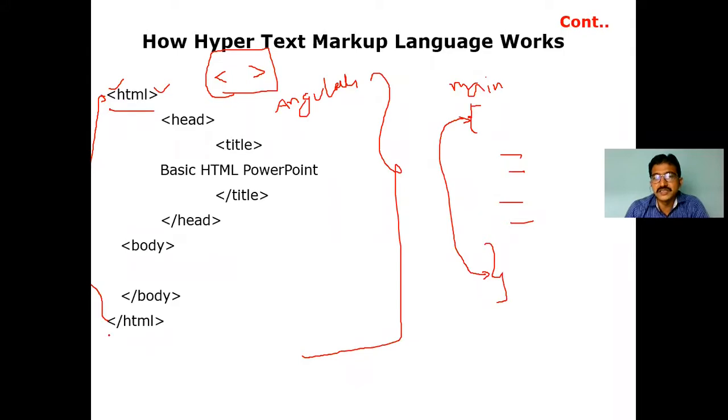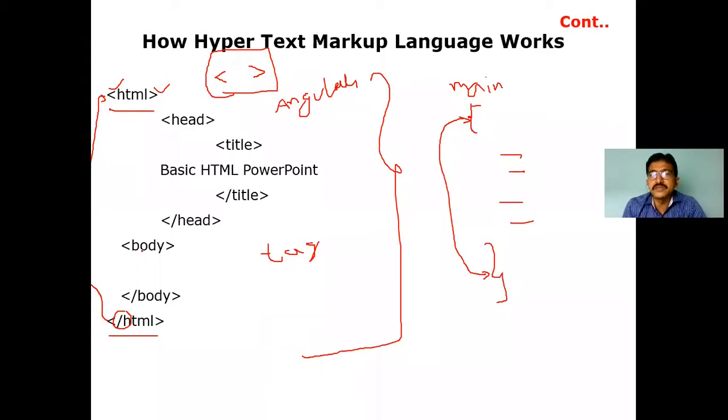Now this is called the ending tag. Tag is also called an element. Both are the same. So how do you identify this is a beginning tag and this is an ending tag? An extra slash will be there. For the ending of any tag, a slash will be there.